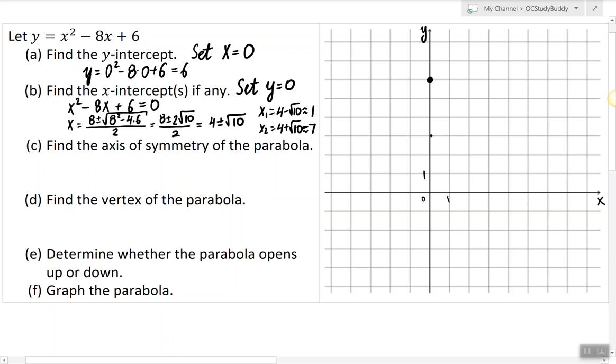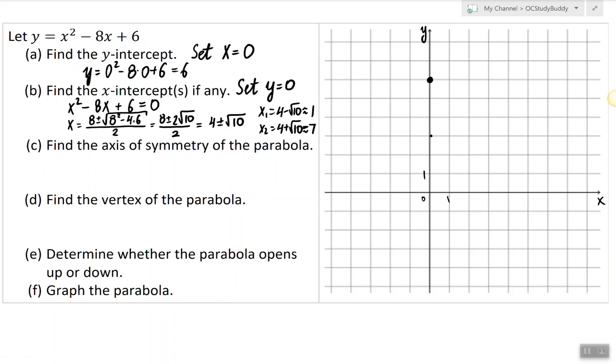So it doesn't help us in terms of the accuracy of the graph, so I'm not going to plot these points yet. But once we start graphing, we will come back to this result and see if it makes sense.